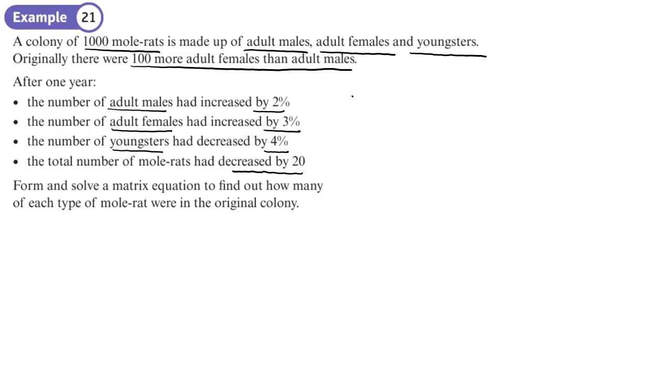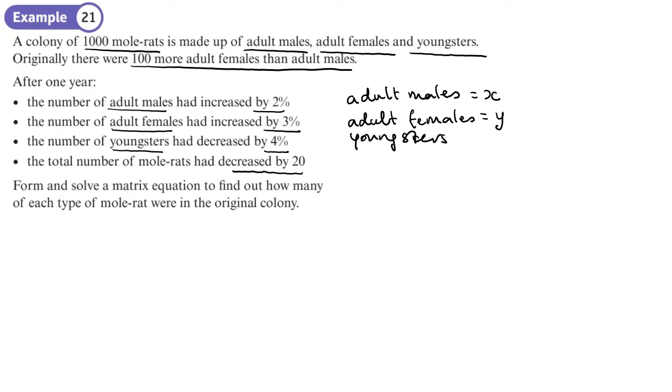So I'm going to call the adult males X. The adult females, I'm going to call Y. And the youngsters, do you actually call mole rat youngsters? Well, here we go. I'm going to call them Z. Now, what equation can I write down? Now, if I look at the start, 1,000 mole rats made up the colony. So the adult males, the females, and the youngsters is 1,000. So that's equation number 1.